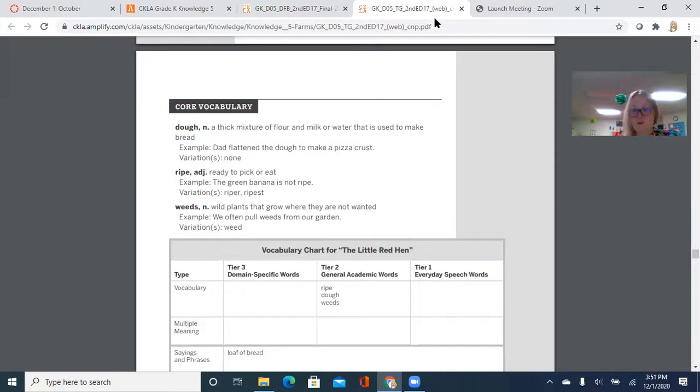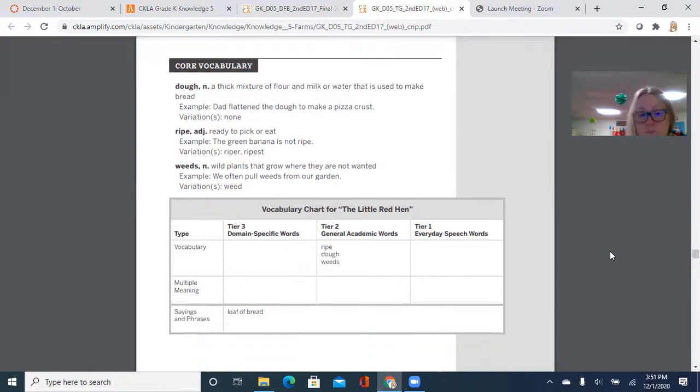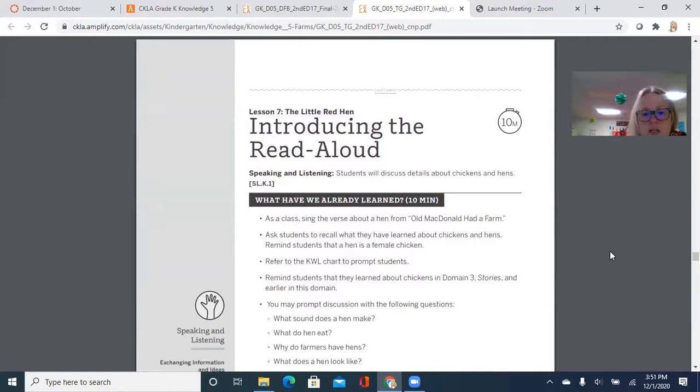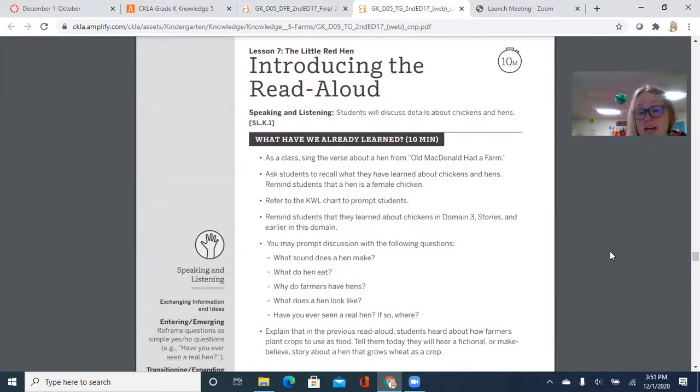Weeds. I bet you've heard the word weeds before. Weeds are wild plants that grow and they're not wanted. So in the garden, there might be weeds, but you're probably going to pull them up because you do not want them. Miss Beck had a lot of weeds in her flowers this summer. So we're going to read The Little Red Hen.